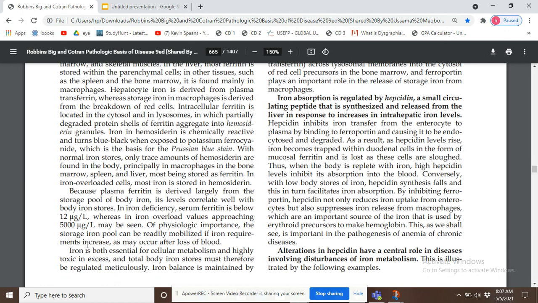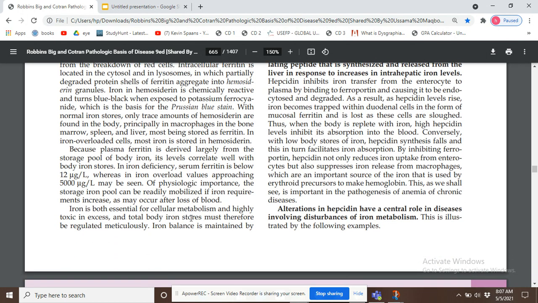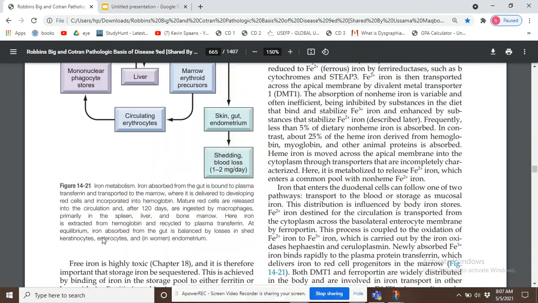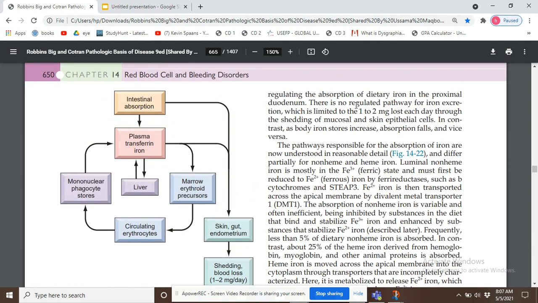Iron is both essential for cellular metabolism and highly toxic in excess, and total body iron stores must therefore be regulated meticulously. Iron balance is maintained by regulating the absorption of dietary iron in the proximal duodenum. There is no regulated pathway for iron excretion, which is limited to the 1 to 2 milligrams lost each day through the shedding of mucosal and skin epithelial cells. In contrast, as body iron stores increase, absorption falls, and vice versa.